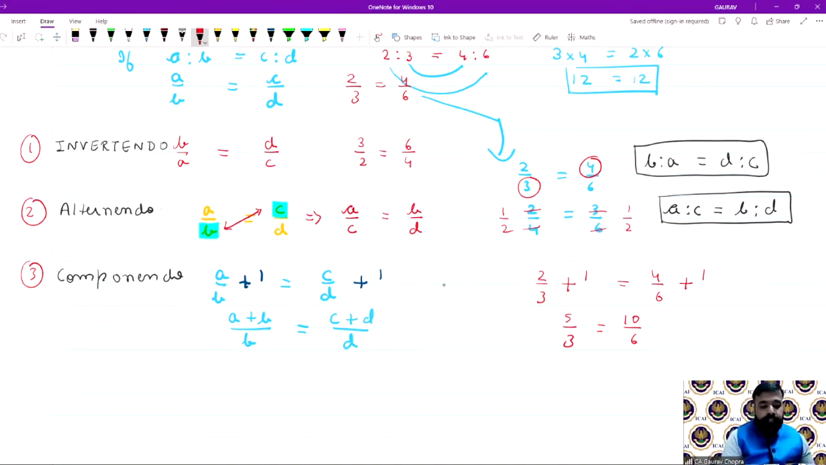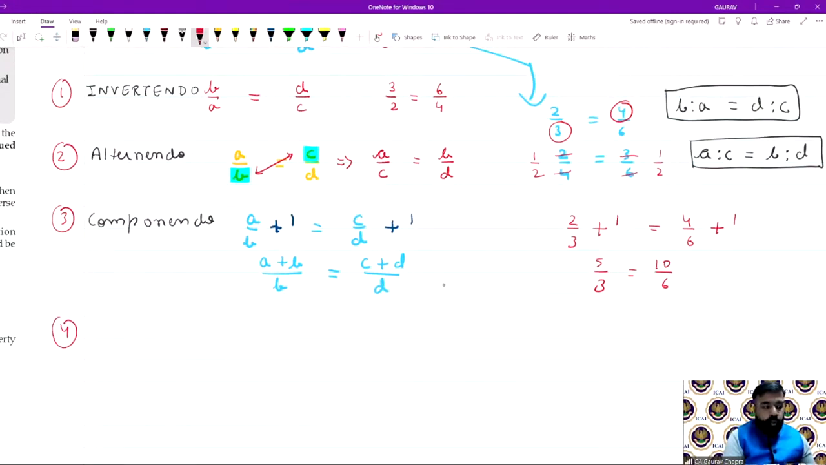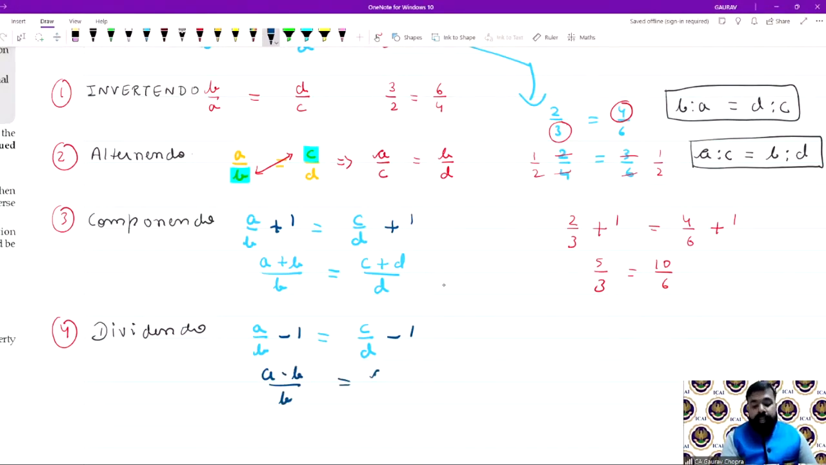Now, next comes dividendo. Let's just write the fourth one, dividendo. Now, in dividendo, what we have to do? Again, the original ratio was A by B and C by D. Now, this time, instead of addition, we have to do subtraction. So let us subtract them: minus 1 and minus 1. So subtracting 1 from both the sides, if we do A minus B, what will come? A minus B by B. And on the other side, it will be C minus D upon D. So after subtracting one from both sides, it will remain equal.